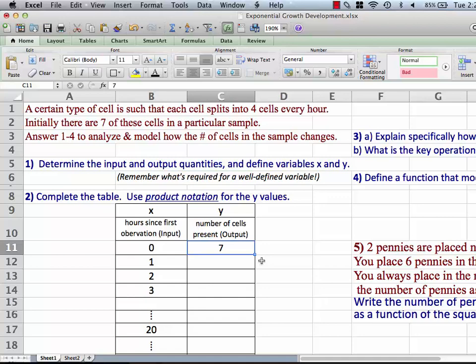So what happens? Each of those cells splits into 4. So how would you get how many cells you have? It's not double. Each cell splits into 4. Right? So in the first hour, you're going to have 4 times as many as you had prior. Okay? So how many, what number of cells in product notation do we have after 2 hours?